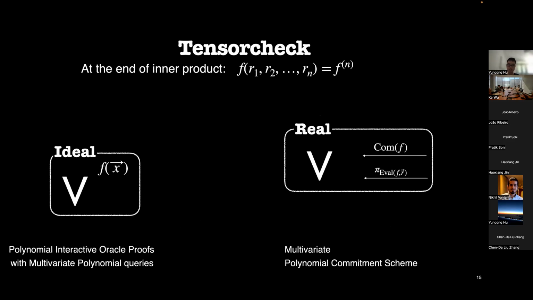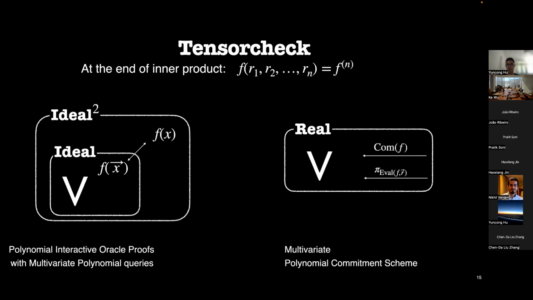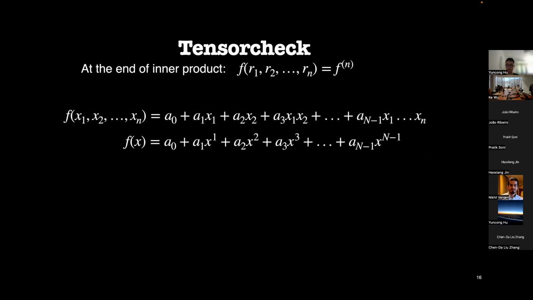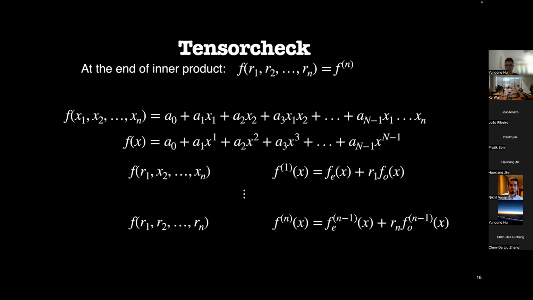Normally, as I said, we need to query the polynomial f using the multivariate polynomial commitment scheme. The purpose is that we do not want to use the multivariate polynomial commitment scheme because it's inefficient. We want to use the univariate polynomial commitment. How do we do that? The way we do that is Tensorcheck. It's a method to reduce the multivariate evaluation to a univariate evaluation.